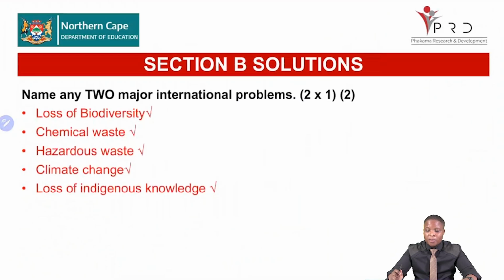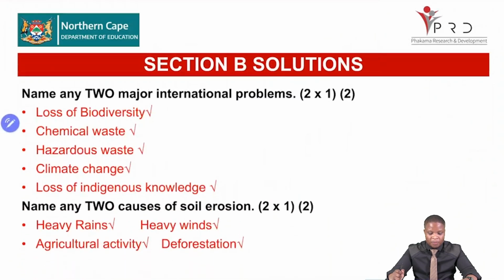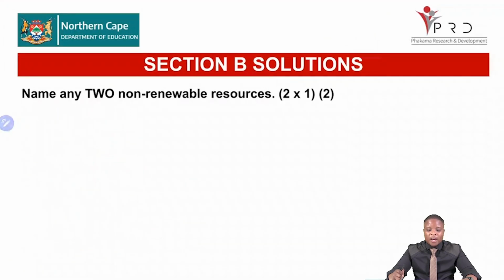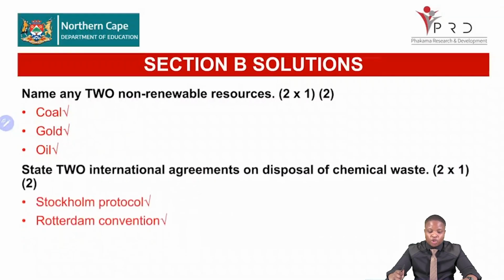What are the international measures to solve those problems? Name any 2 causes of soil erosion. Can be heavy rains, heavy winds, agricultural activity, or deforestation. Name any 2 non-renewable resources: coal, gold, oil. State 2 international agreements on disposal of chemical waste. You have your Stockholm, you have your Rotterdam Convention. Right, those are the international measures for chemical waste.